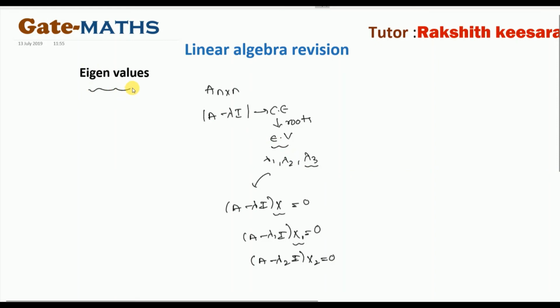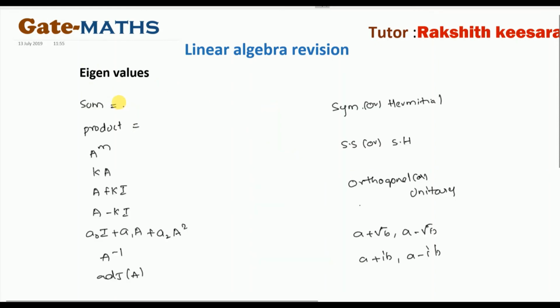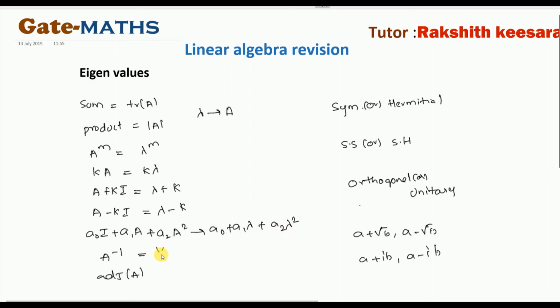Now if you see the properties of eigenvalues, the sum of all the eigenvalues will be equal to trace of A. Product of all the eigenvalues will be equal to det of A. And if lambda is the eigenvalue of A, then for A power m, the eigenvalue is lambda power m. For kA, k lambda. For A plus kI, lambda plus k. For A minus kI, lambda minus k. For a0 plus a1 A plus a2 A square, it is a0 plus a1 lambda plus a2 lambda square. For A inverse, the eigenvalue is 1 by lambda.